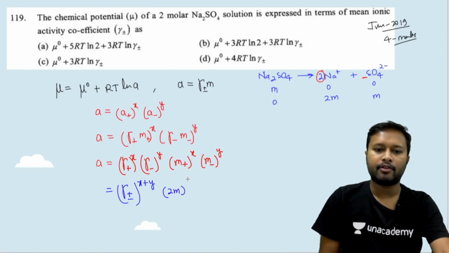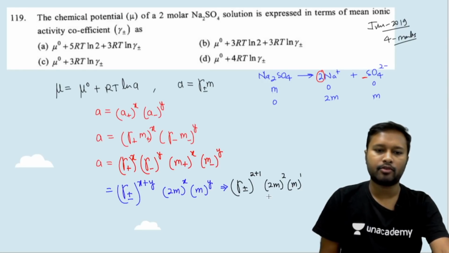Okay, the value of x, let it be x. I'll substitute it in the next step. For the anion it is m and this is y. Now I can substitute these values. So what I'm going to get is gamma plus minus whole to the power x is 2 and y is 1. Then you have 2m to the power 2 and I have m to the power 1. Alright, this is what I'm going to have.